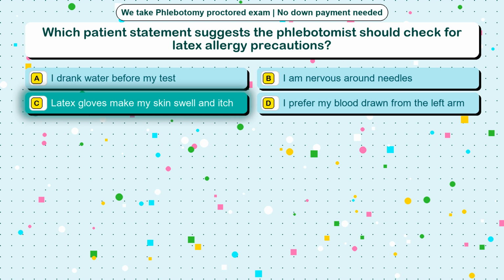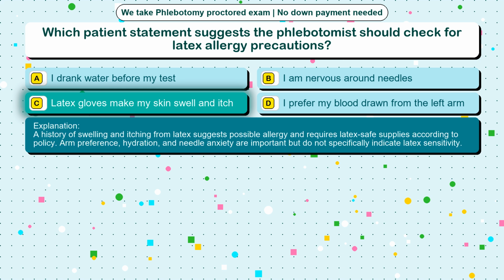The correct answer is option C. Latex gloves make my skin swell and itch. A history of swelling and itching from latex suggests possible allergy and requires latex-safe supplies according to policy. Arm preference, hydration, and needle anxiety are important but do not specifically indicate latex sensitivity.